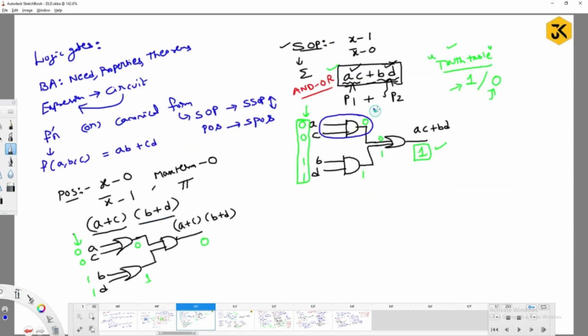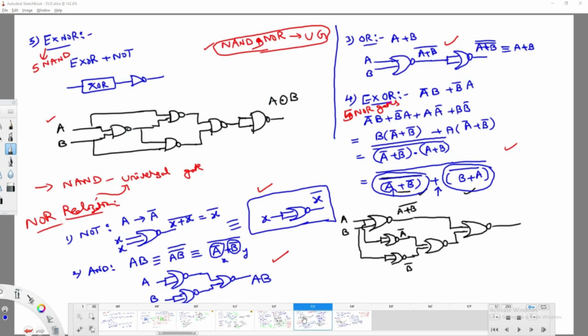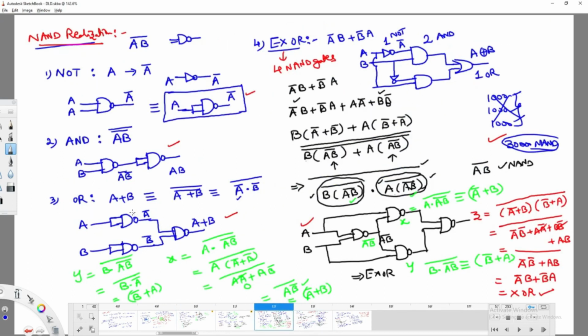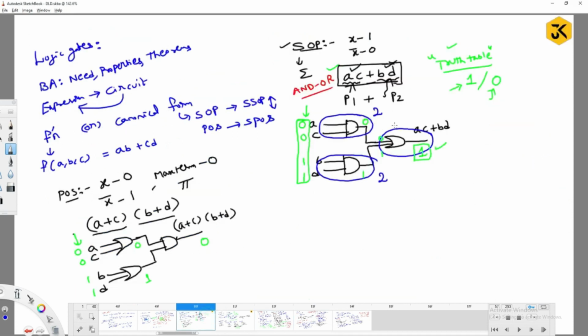So two NAND gates are required, right? In order to represent one AND gate, two NAND gates are required. In order to represent this AND gate, two NAND gates are required. In order to represent one OR gate, how many NAND gates are required? Three NAND gates are required. So a total of 2 plus 2 plus 3, 7 NAND gates are required in order to represent the AC plus BD expression or function, right?